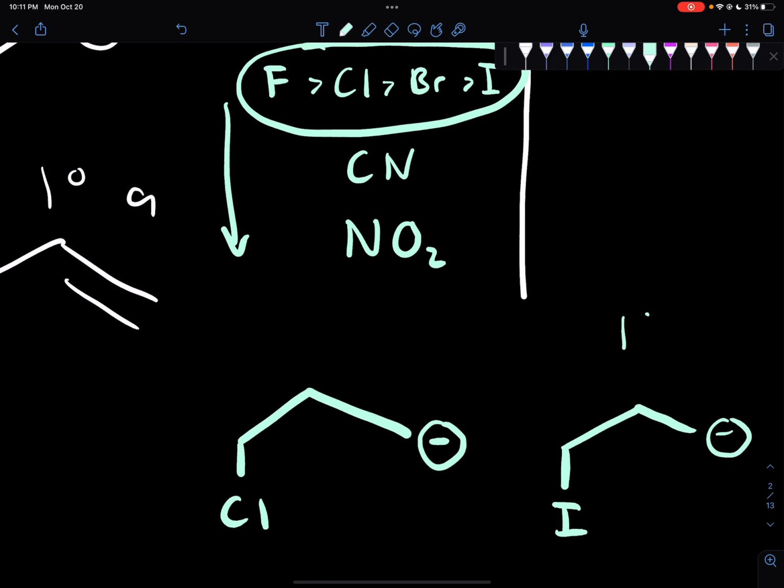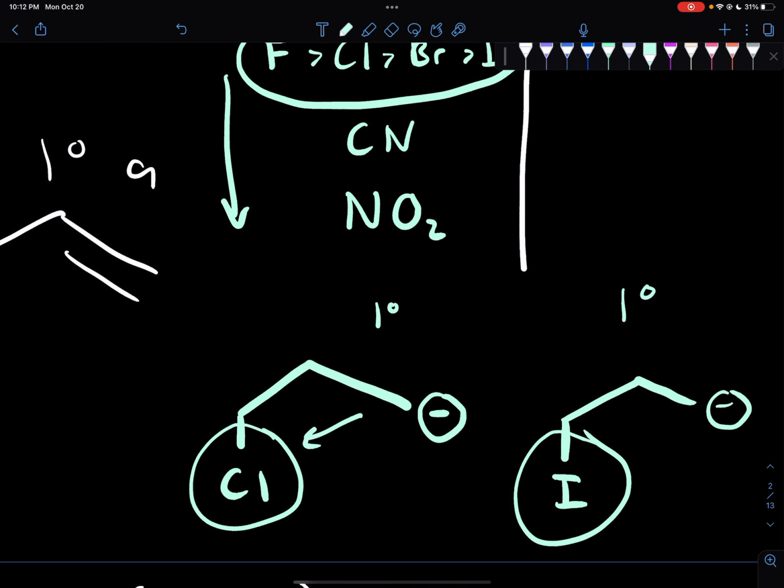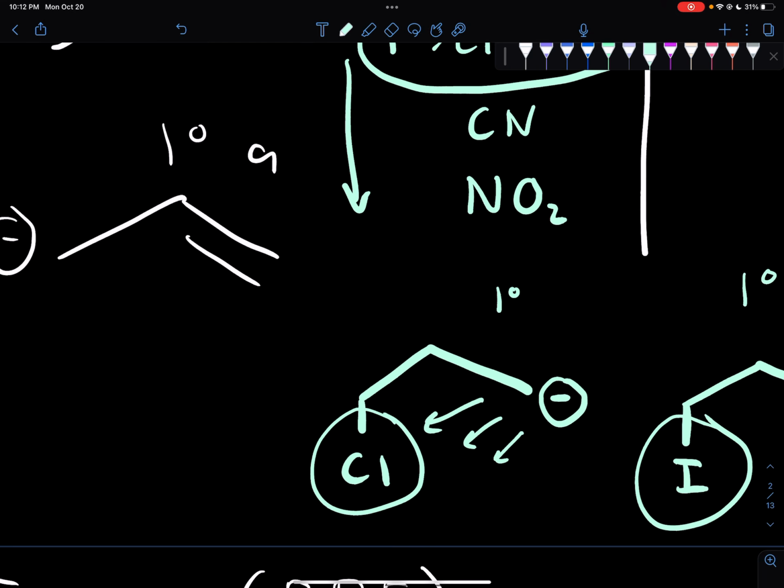What are you gonna do? They're both the exact same. Primary, they're primary, just primary, no allylic, and the molecule is the exact same. The only difference is in the inductive effect. And you should know that chlorine, in this case, has a stronger pull than iodine. And if you wanted to have the best one, it would be fluorine.